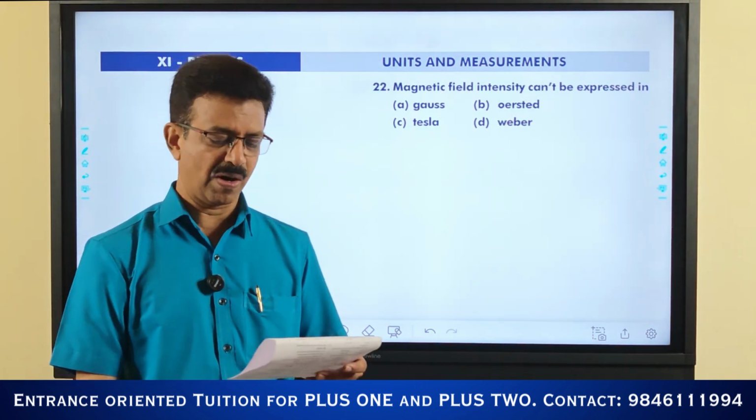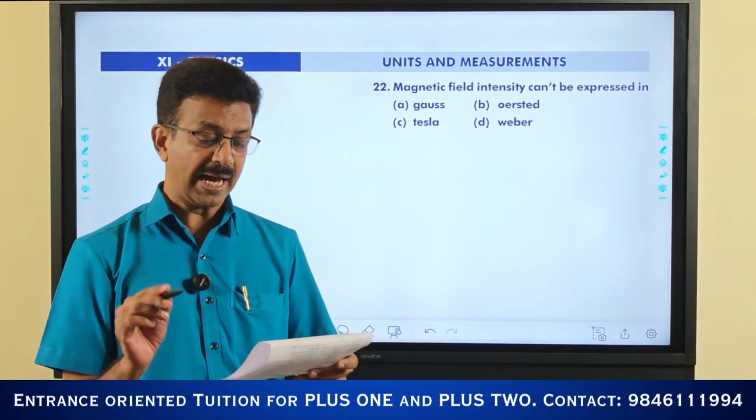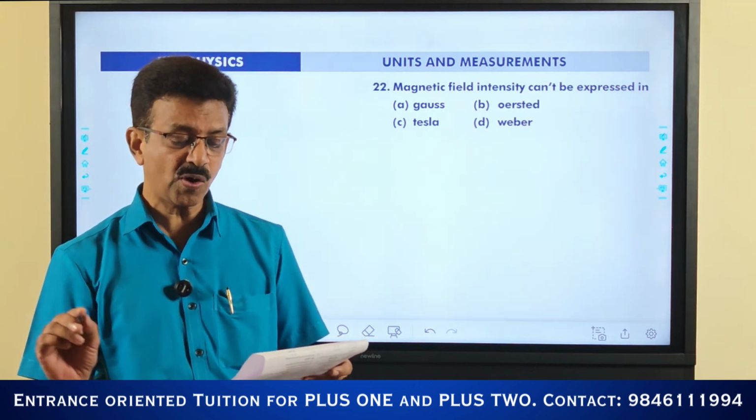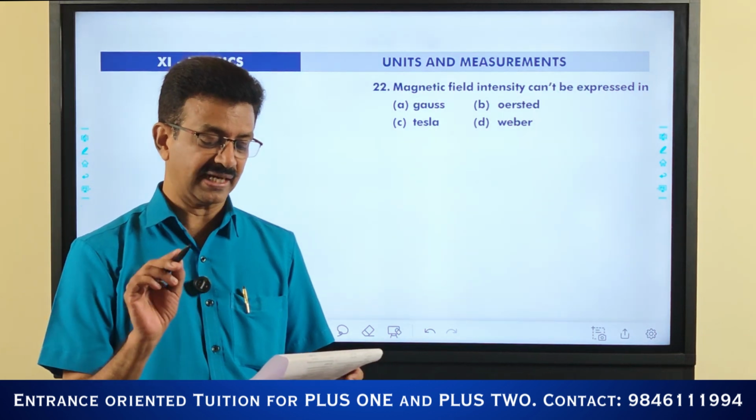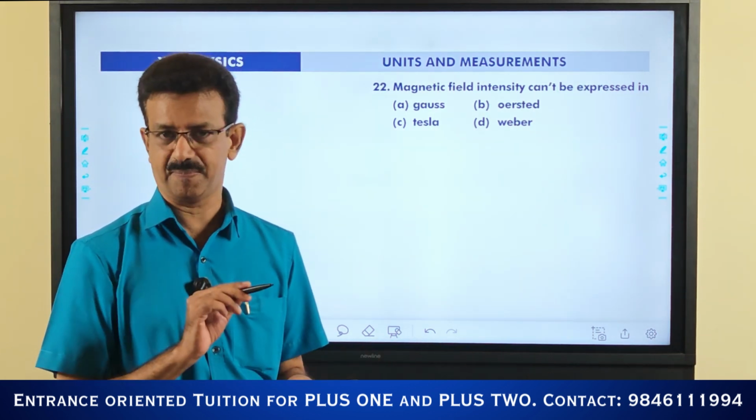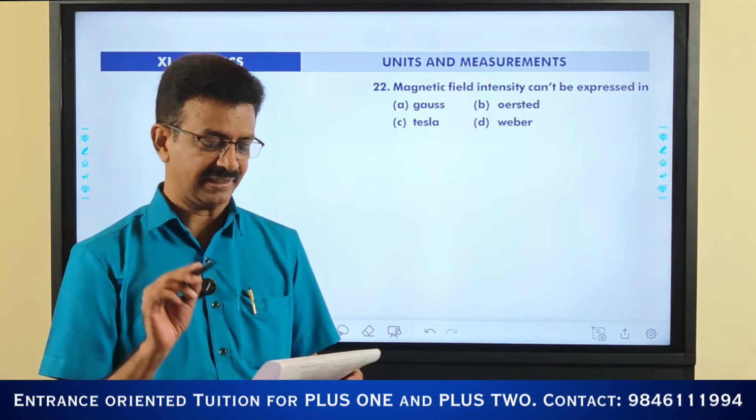Next question is about the magnetic field. Magnetic field intensity cannot be expressed in. Choices are Gauss, Oersted, Tesla, and Weber. I'll discuss one by one.